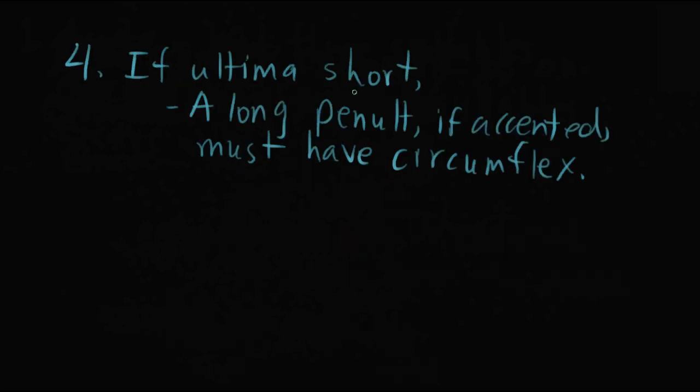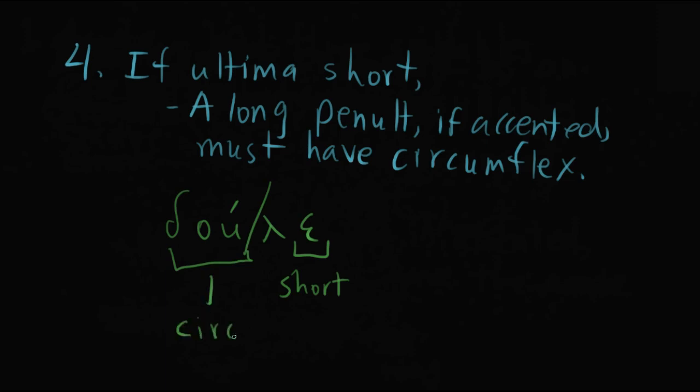Rule number 4: if the ultima is short, a long penult, if accented, must have the circumflex. Let's look at this word here, dule. This would be wrong because the ultima is short. So since the ultima is short and this is the penult syllable, this one has to have a circumflex. So the correct accent to put there would actually be a circumflex. Can't put an acute because you have a short ultima. If you notice a common theme in these last 2 rules, you look at the ultima. The ultima will help you determine what the accents should be.